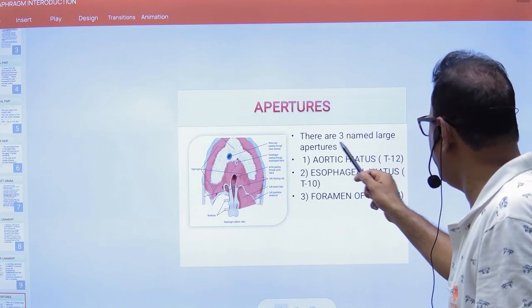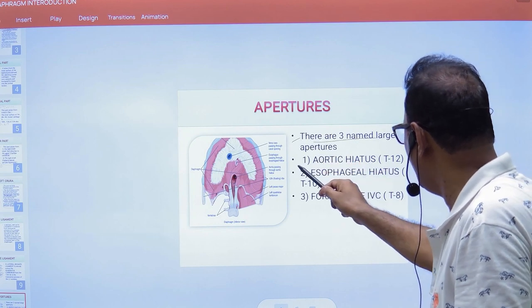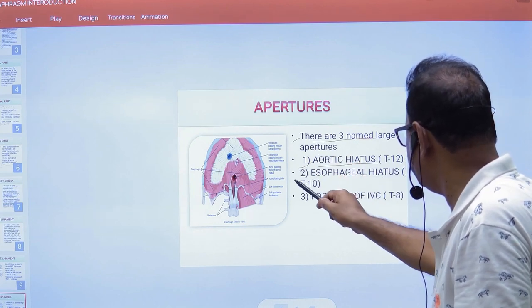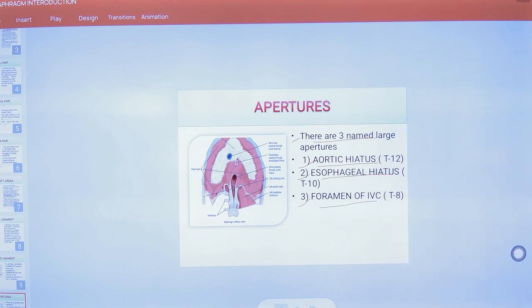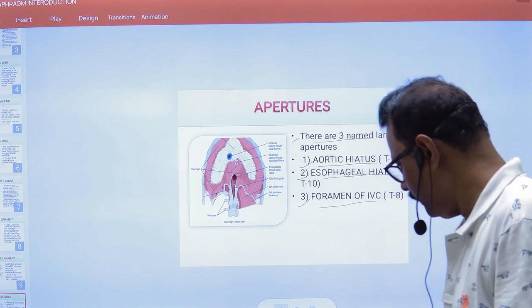Now we have got three named apertures in the diaphragm. One is the aortic hiatus, second one is the esophageal hiatus, and third one is the foramen of IVC, that is the foramen of vena cava.